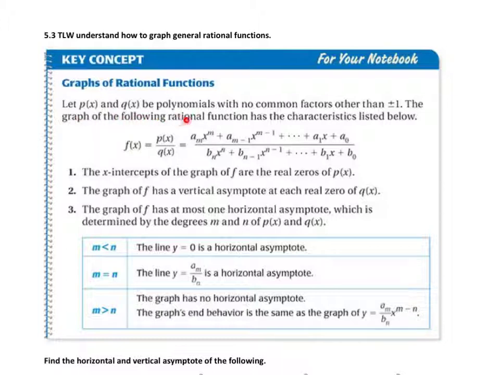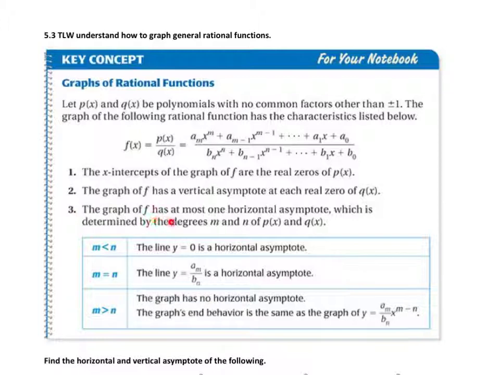Let p of x and q of x be polynomials with no common factors other than positive or negative 1. The graph of the following rational functions has the characteristics listed below. 1. The x-intercepts of the graph are the real zeros of p of x. The graph of f has a vertical asymptote at each real zero of q of x. So there's more than one possible vertical asymptote.